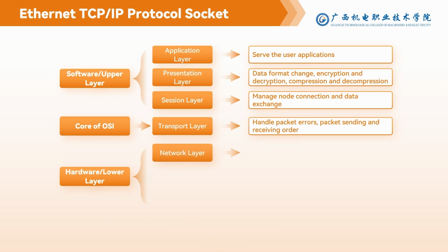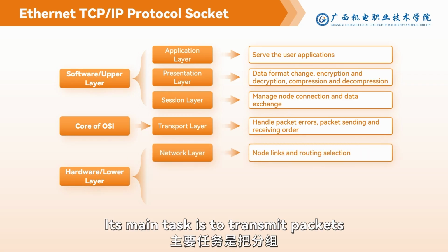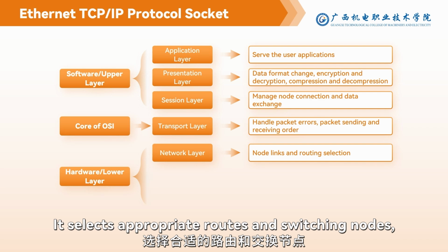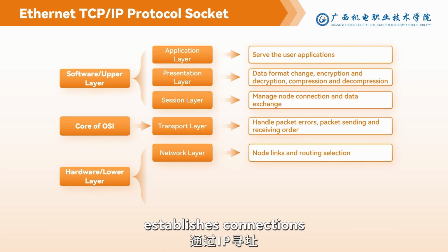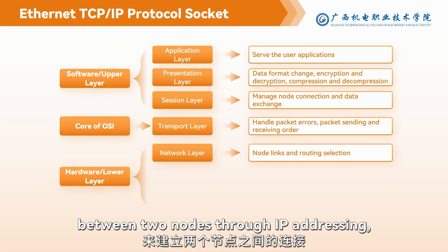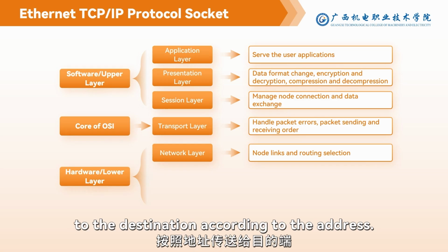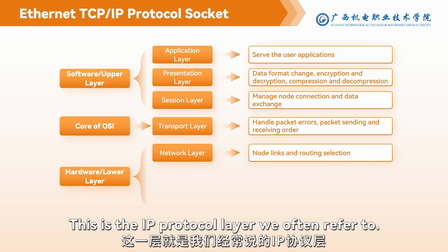Network layer, its main task is to transmit packets from the source to the destination. It selects appropriate routes and switching nodes, establishes connections between two nodes through IP addressing, and ensures that data is transmitted correctly to the destination according to the address. This is the IP protocol layer we often refer to.